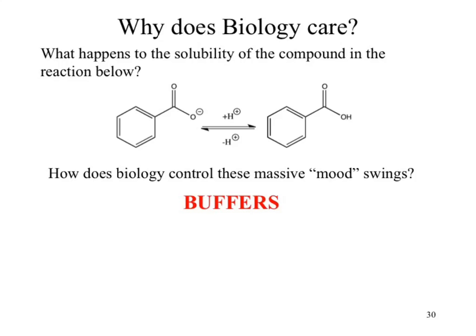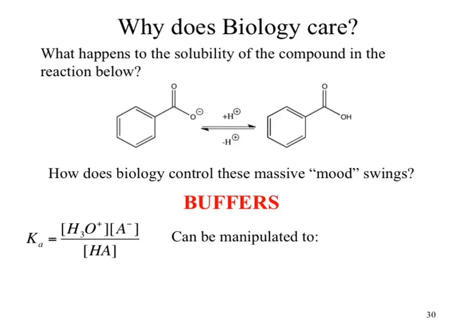Because you can see these massive swings. So we need some kind of system to control the concentration of hydrogen ions. Well, what's going to control the concentration of hydrogen ions? That's going to be largely dependent on the Ka. What acid is actually present?